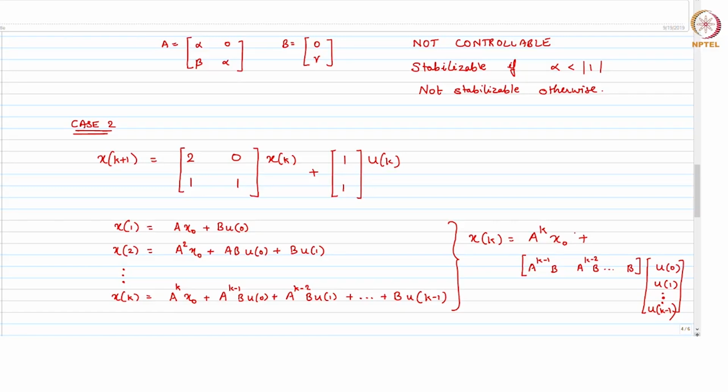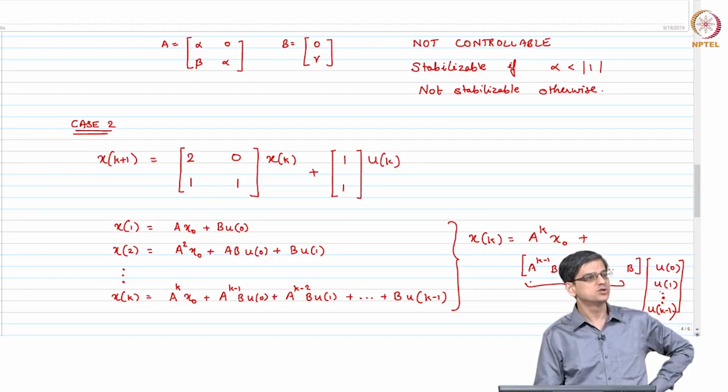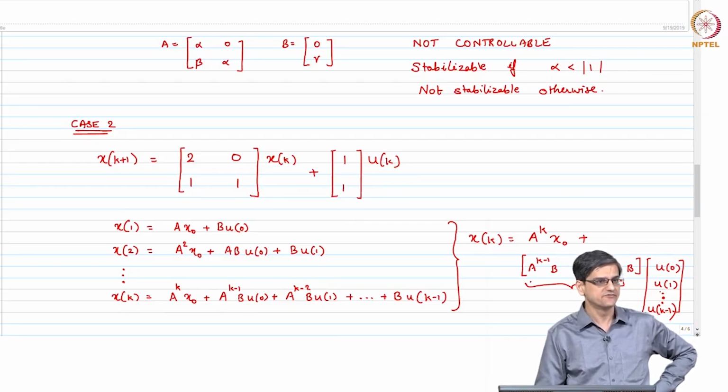The system is reachable if and only if this particular matrix is invertible. Why is that so? If you take a look at this, you will get x_k minus A to the power k x_0, that is going to be equal to this multiplied by u_0. Can you find a set of u_0's so that you can go to any arbitrary x_f? When can you find that set of u_0? When the left inverse exists.